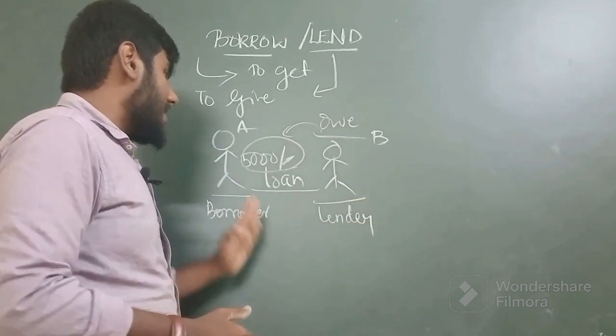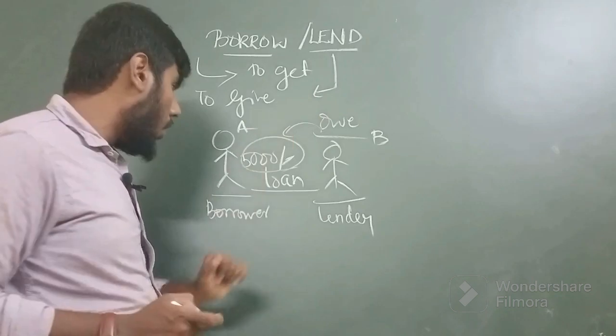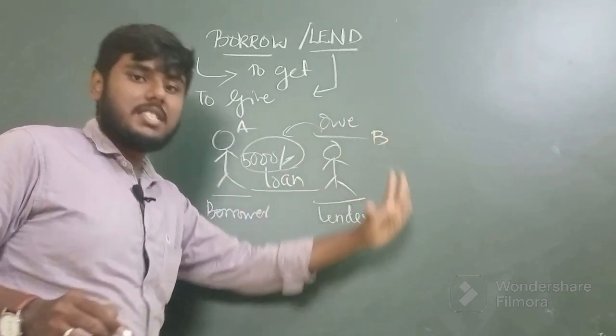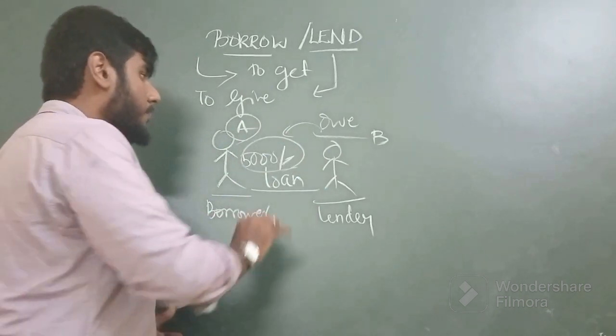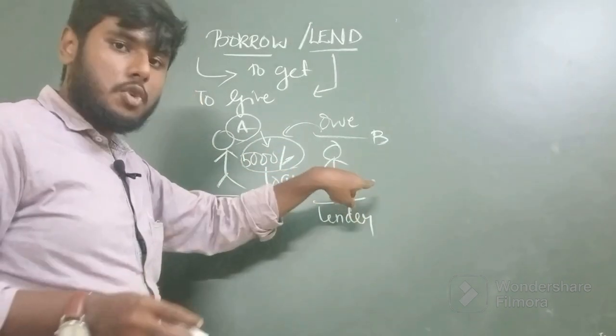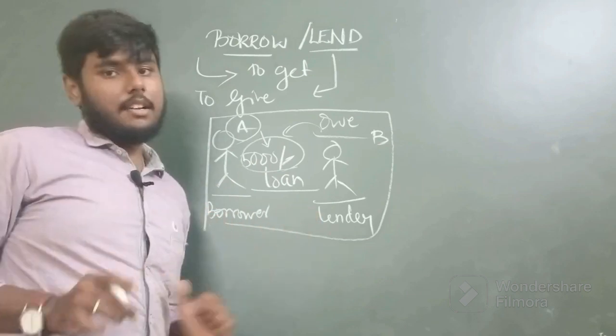The example sentence for the usage of owe is: Mr. A owes 5,000 rupees to Mr. B, which means Mr. A is liable to pay a sum of 5,000 rupees to Mr. B, who happens to be the lender according to this situation. I guess things are clear for you.